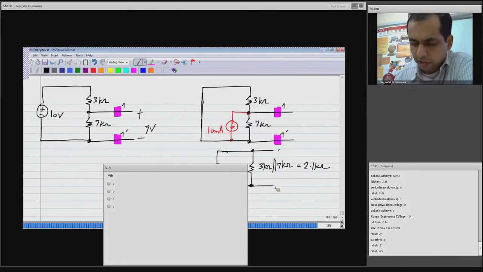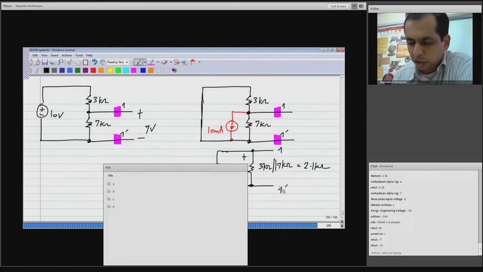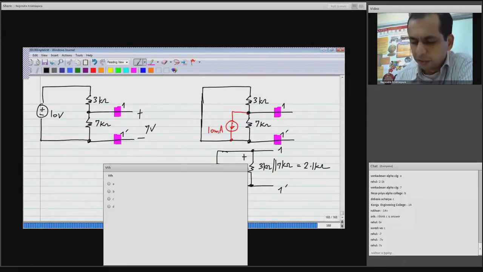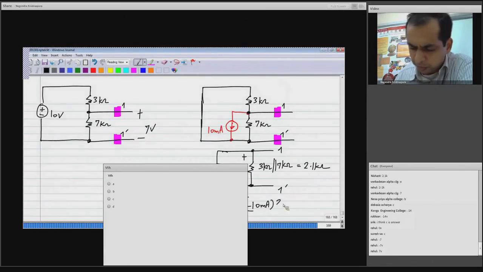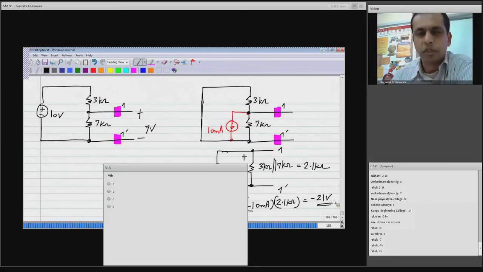Now, by the way, this is 1 and 1 prime. So the voltage across this from 1 to 1 prime, that is with 1 being positive, is minus 10 milliamps times 2.1 kilo ohms because of this polarity of the 10 milliamp current source. So 10 milliamp is being drawn like this. So this voltage is minus 10 milliamp times 2.1 kilo ohm, which is minus 21 volts. Okay.